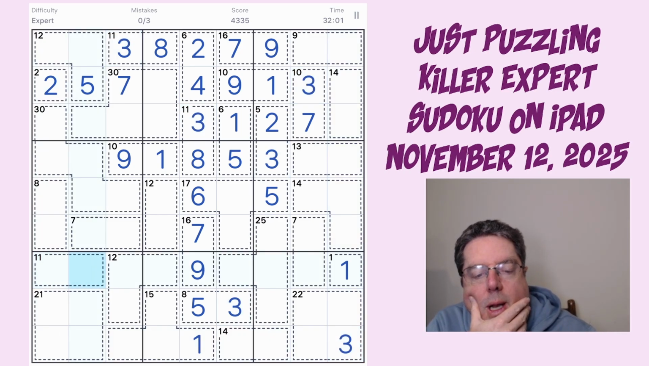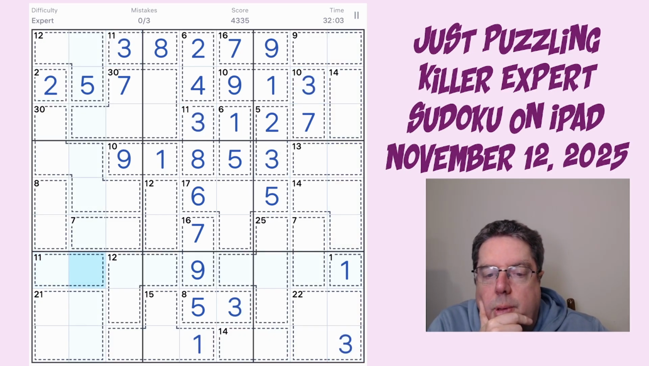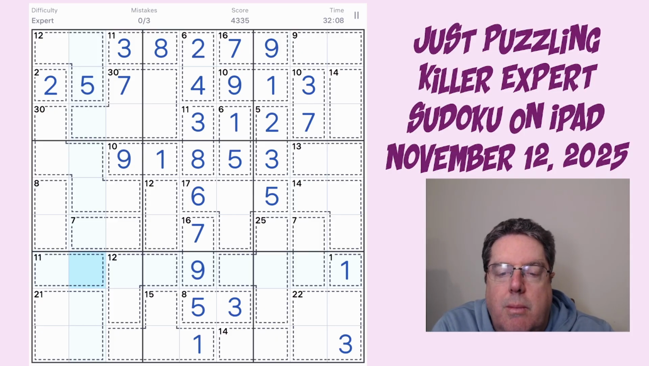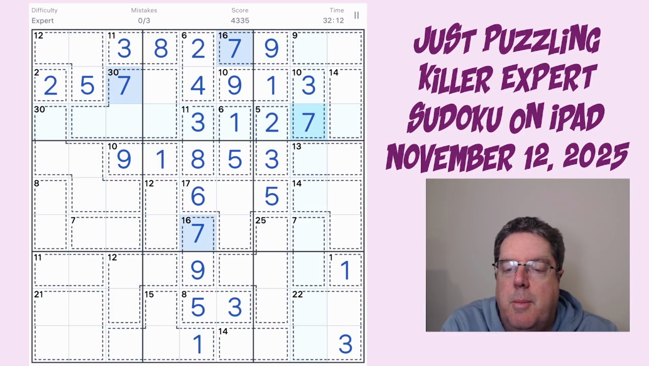So this is 3 and 8. Not sure that helps me, but anyway. I do need it. No, I don't need an 8. I need an 8. So 8 can't be here, so 8's there. That means that this has to be the 8 here, leaving this to be the 6.